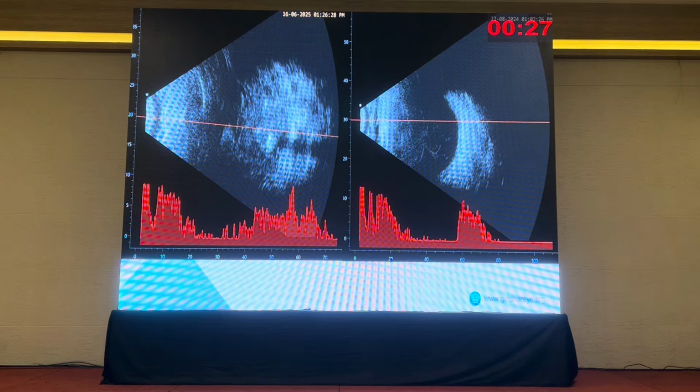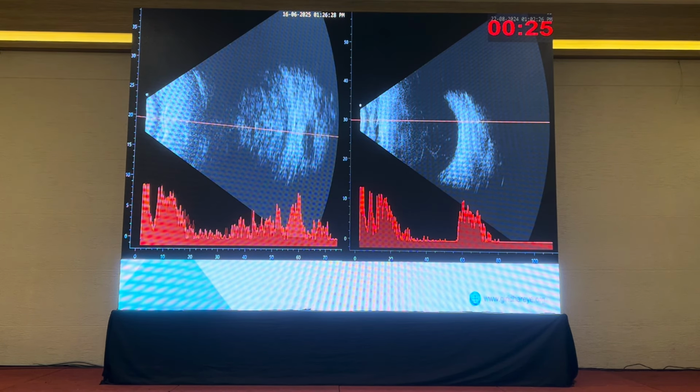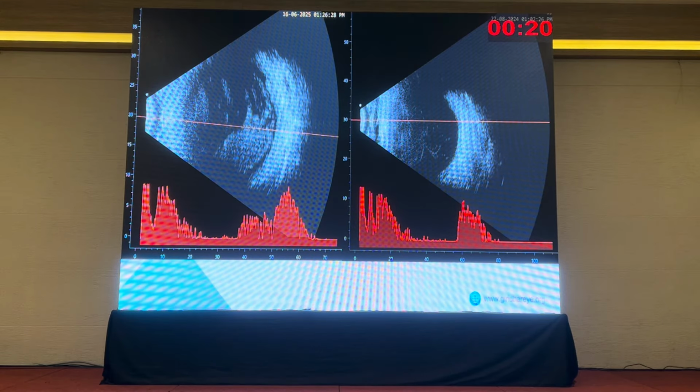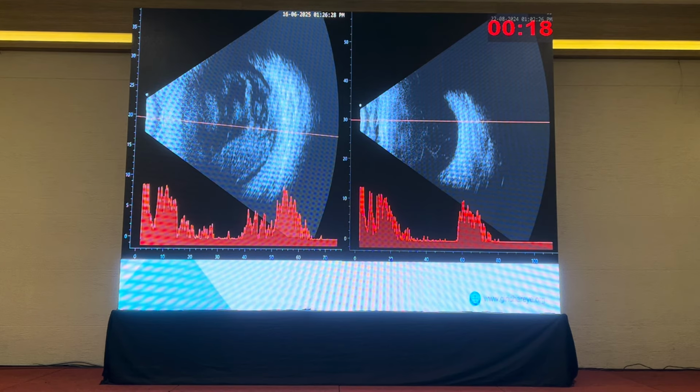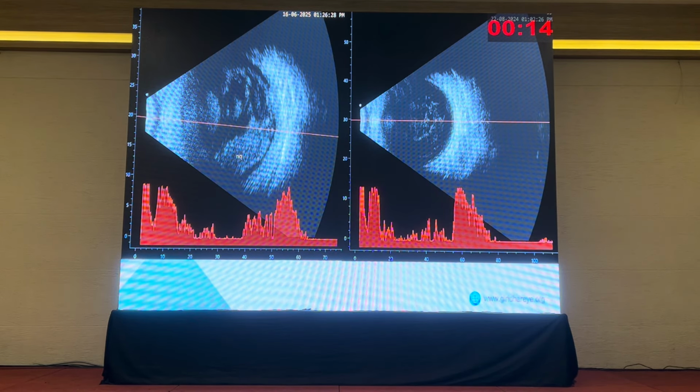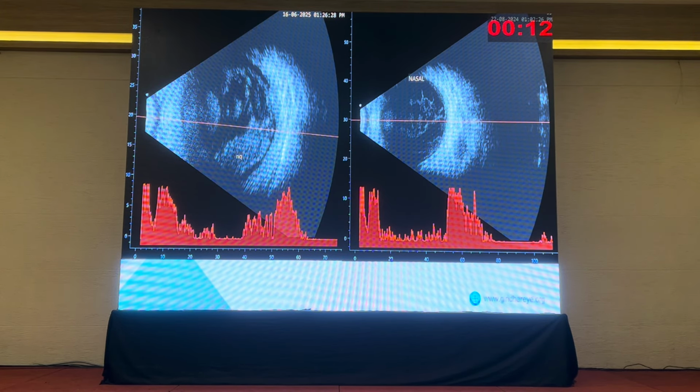Another case of endophthalmitis, in which we can see multiple point echoes in the posterior segment, and they are freely mobile with the dynamic scan. This can be early or advanced, and we can pick it up very early and initiate treatment early on.